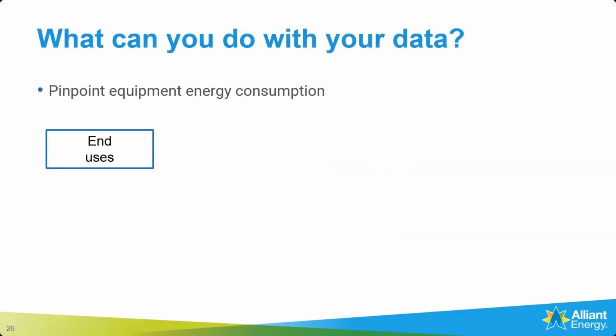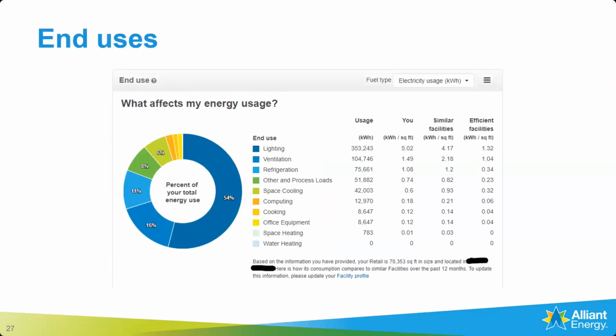The tool also helps get at the business question around which major systems or which types of equipment are the culprits using the most of my energy, and what can I do about it? So this graph here within the tool is called end use. And I want to re-emphasize that these are assumptions made by the tool, of course, and it's only as good as the information the tool knows about your facility. So once again, very much reliant on your completion of your facility profile, which we talked about at the beginning.